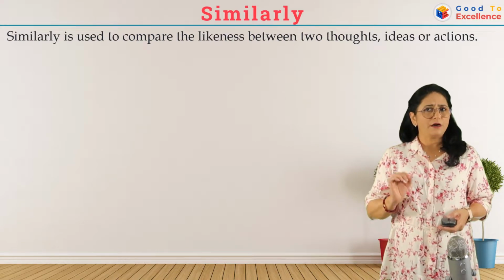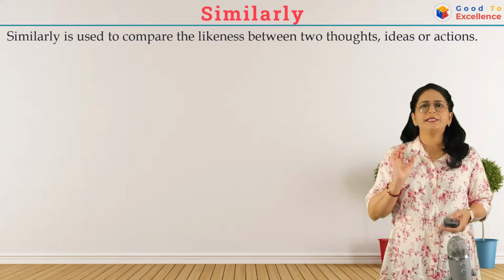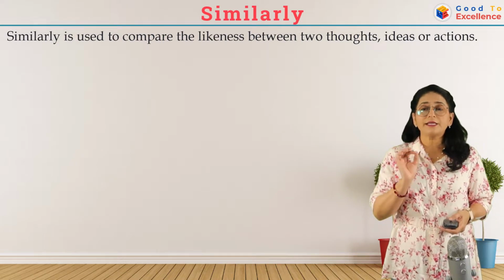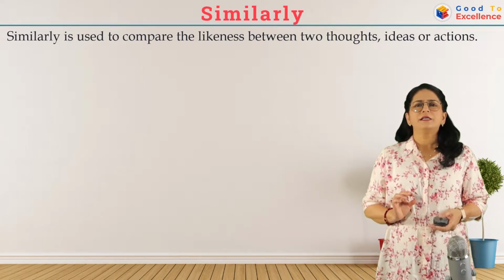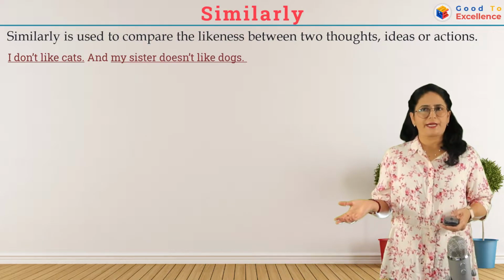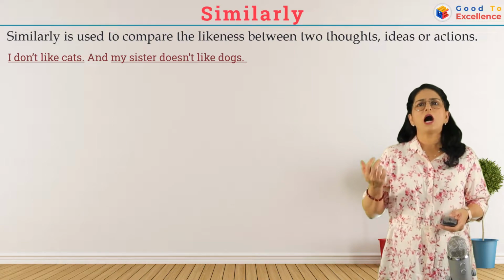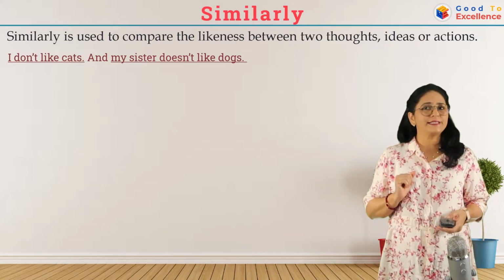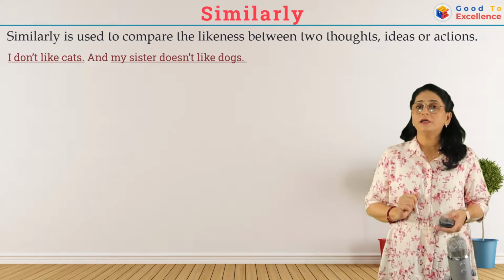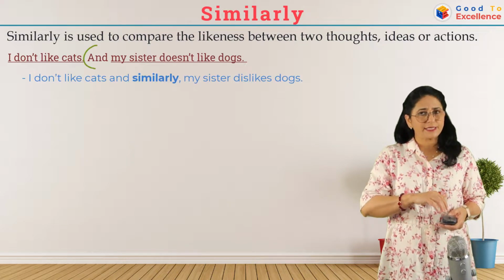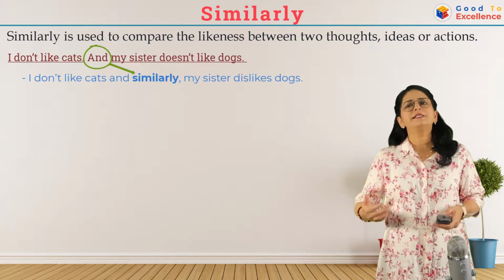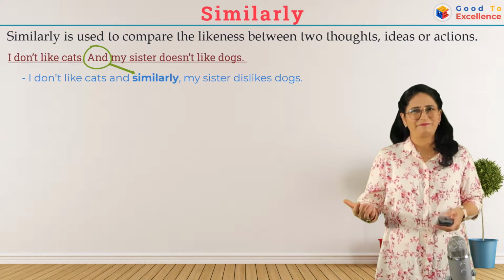Let's look at a few example sentences to illustrate the use of similarly in sentences. See, I don't like cats and my sister doesn't like dogs. So, how can I use similarly in a sentence to tell you the same thing? I don't like cats and similarly my sister dislikes dogs.